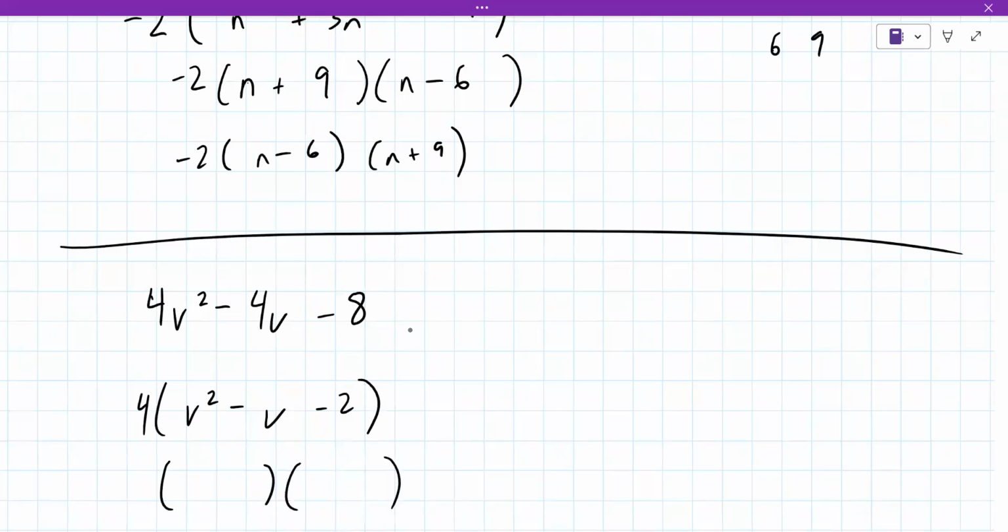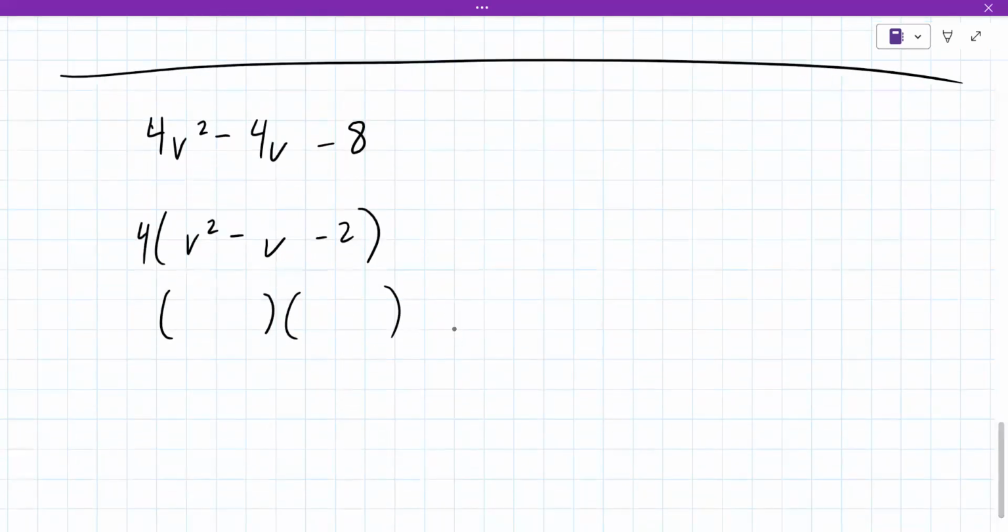Oh yeah, sorry. v minus 2 and v plus 1. Don't forget to bring the 4 down. Yeah, got it. And 4. So you don't have to put the 4 on each parenthesis? Just one, it's multiplying. You only multiply one of them. That's why it's only in one place.